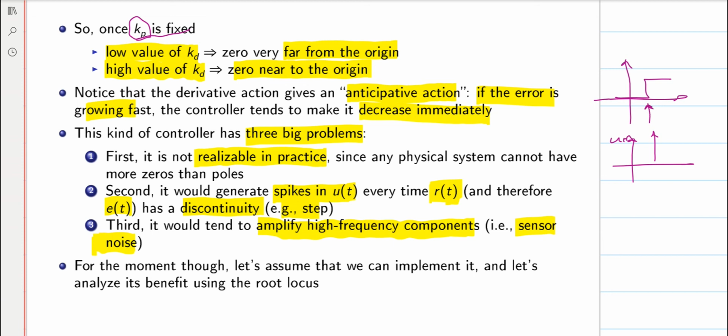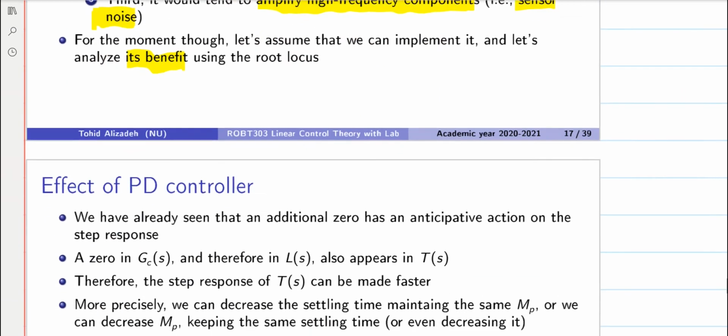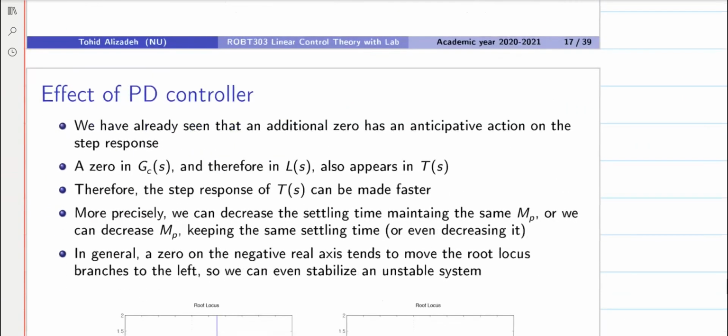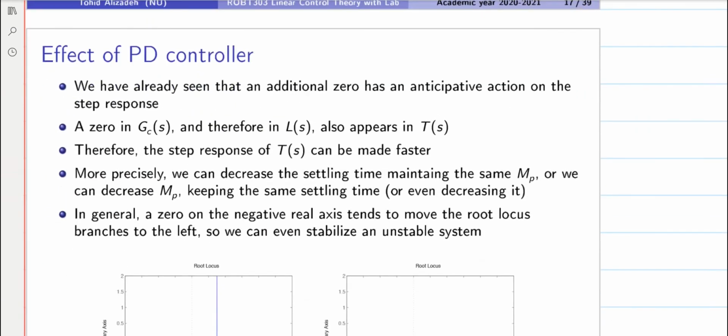For all these reasons, the ideal PD controllers wouldn't be used, but for the moment, let's assume that we can implement it, and let's see how using this kind of controller would be beneficial for us using the Root-Locus. Let's see how the effect of the PD controller would be on our system. As I just mentioned, we already have discussed the effect of an additional 0, and it introduces some anticipative behavior to our system.